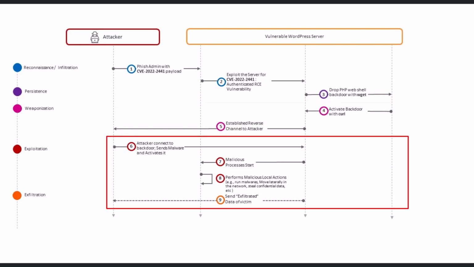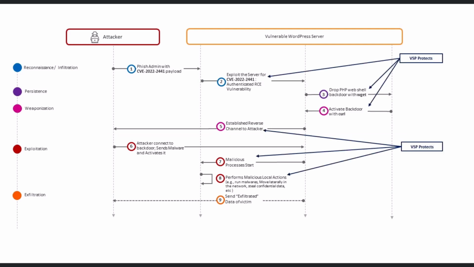From step 6 to 9, the attacker can execute malicious actions such as running executable and lolbin malware, exfiltrating data, performing lateral movement, rinsing and repeating malicious actions on adjacent workloads. Virsec protects the workload early in the kill chain before the threat actor can execute any malicious actions.